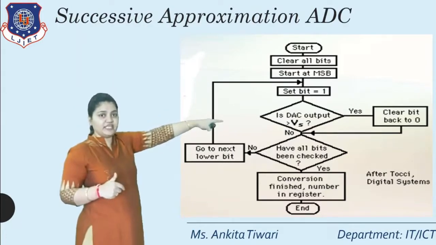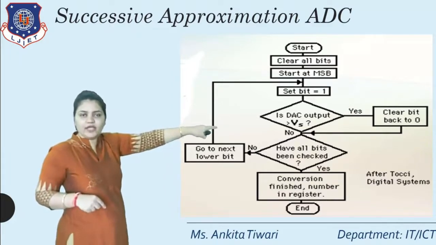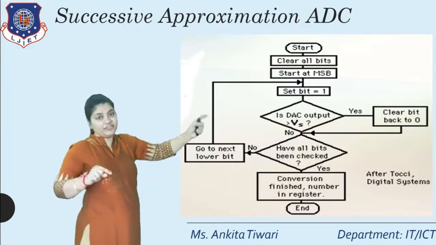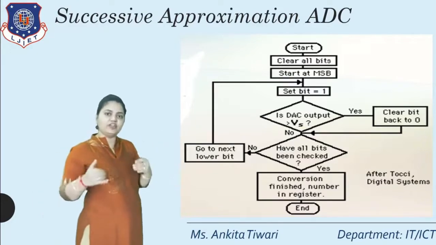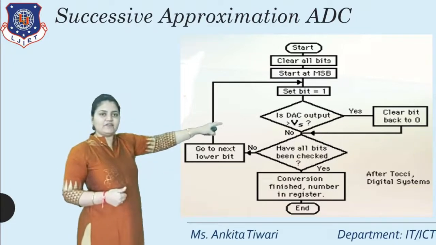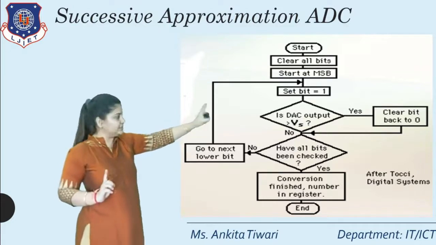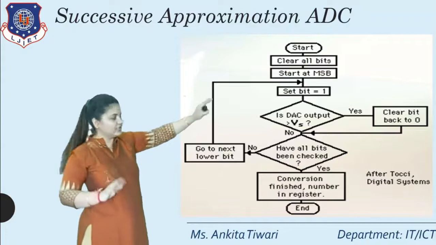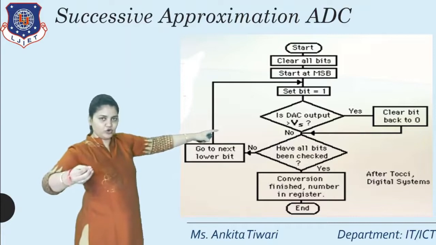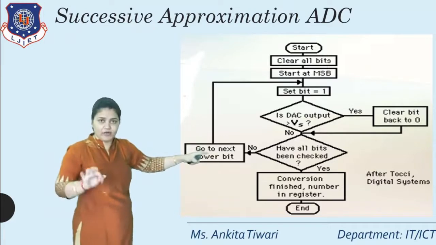Okay. And we check whether the DAC output is greater than the voltage which is provided. If it is yes, then we will clear the bit back to 0. If it is greater, we don't have to do anything more. If it is smaller, then we can go inside the system and keep the value. If it is greater, it will clear it. Now, if it is less, that means we will have the no part. We will go inside, and we'll check all the bits one by one.